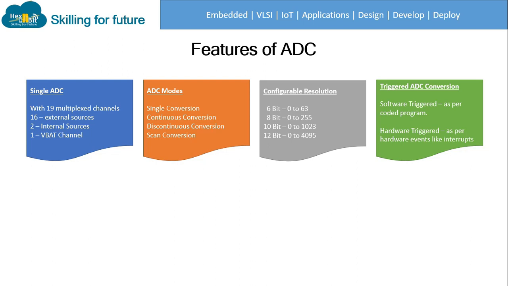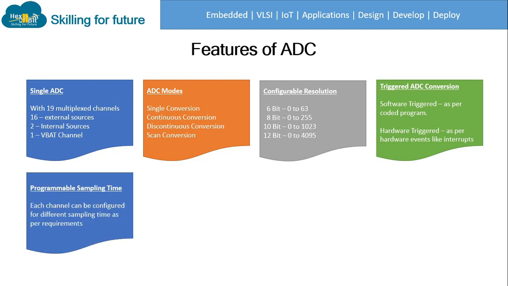Next is triggered ADC conversion. If we want to trigger a particular ADC conversion, then we have options for that also. The ADC conversion can be triggered by software as well as hardware. Software triggered means whatever code we write in our source file, this ADC conversion will take place accordingly. Next is hardware triggered, that is, ADC conversion triggered by an external source such as an interrupt.